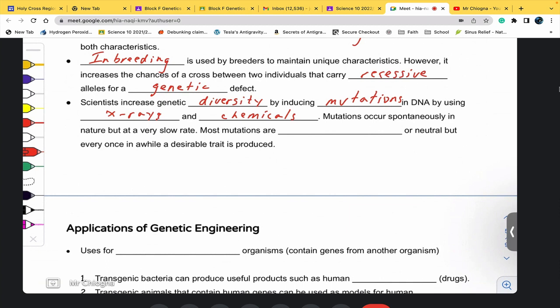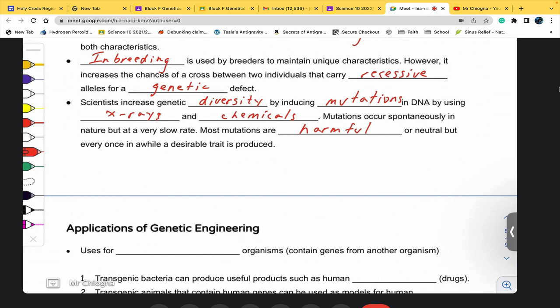Mutations occur spontaneously in nature. So mutations occur randomly in nature for various reasons. But that happens at a very slow rate. So scientists speed it up. How do they speed it up? Again, by adding these X-rays or chemicals. Most mutations are harmful, or neutral, but every once in a while we get a desirable trait.